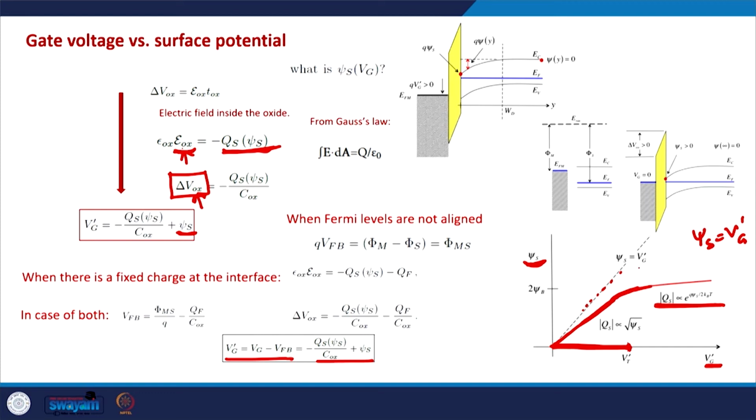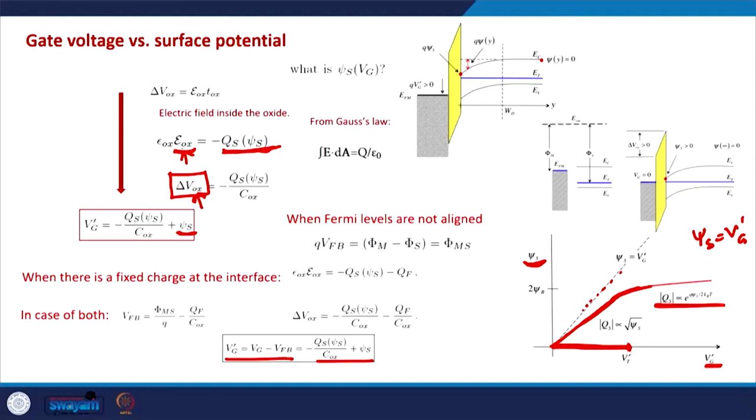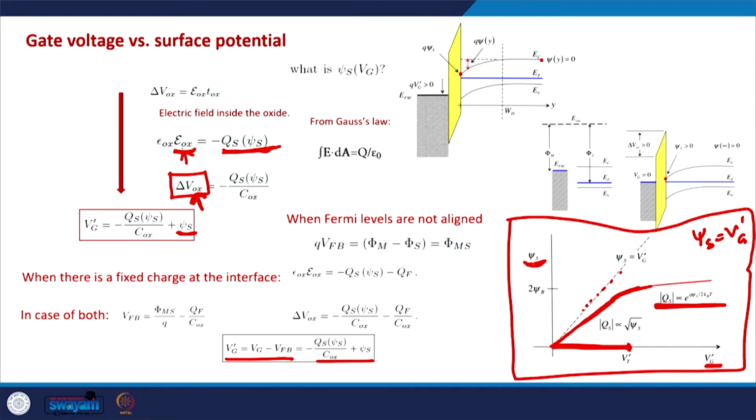actually deviates and goes away from this line, which means that after inversion psi s does not follow the gate voltage, it departs from it, because even a slight increase in the gate voltage results in a huge increase in the semiconductor charge, and as a consequence a huge increase in the voltage drop in the oxide. So that is the qualitative picture of the relationship between psi s and Vg prime.